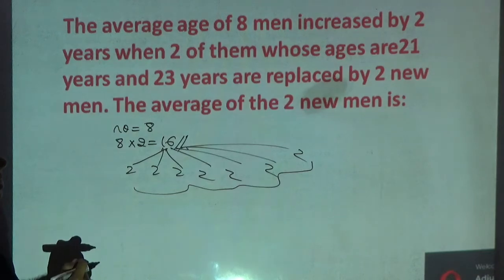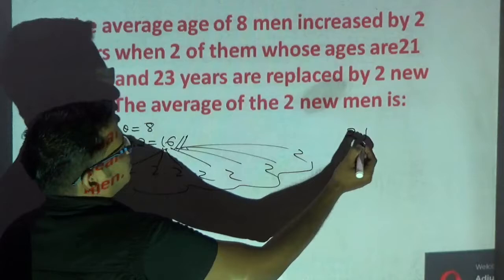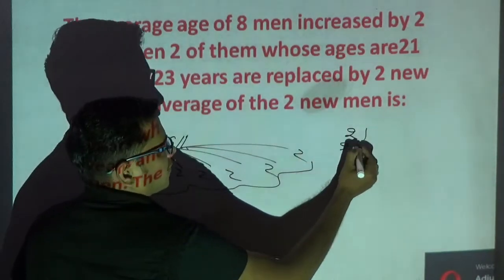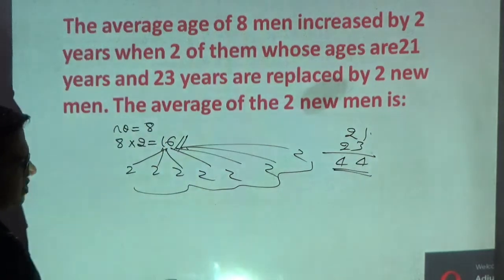Here, how many people are being replaced? 2 people are being replaced. What are their ages? One person's age is 21, another person's age is 23. So what is this? This is 4, this is 4. The age of the 2 people together is 44.